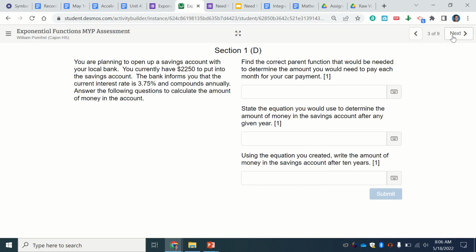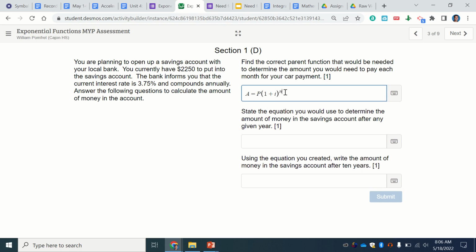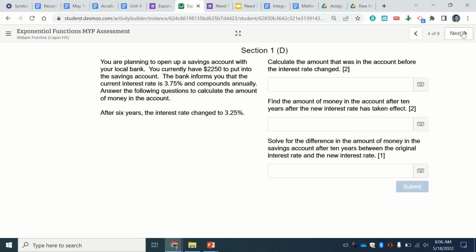So the first one says you are planning to open up a savings account with your local bank. You currently have $2,250 to put into the savings account. The bank informs you that the current interest rate is 3.75% and compounds annually. So the first one says what is the correct parent function? So this is an exponential function, so you should use the parent function that's given to you, which in this case is A equals P times (1 plus i) to the n power. That is the correct parent function for compound interest. Now you're going to state the equation you'd use. So you'd plug this information into that equation and then solve and put your answer here.